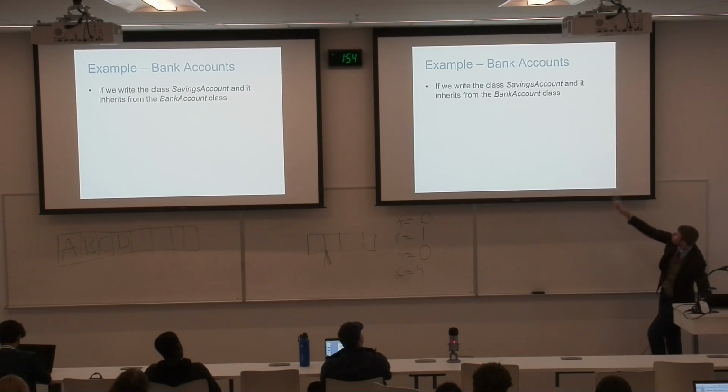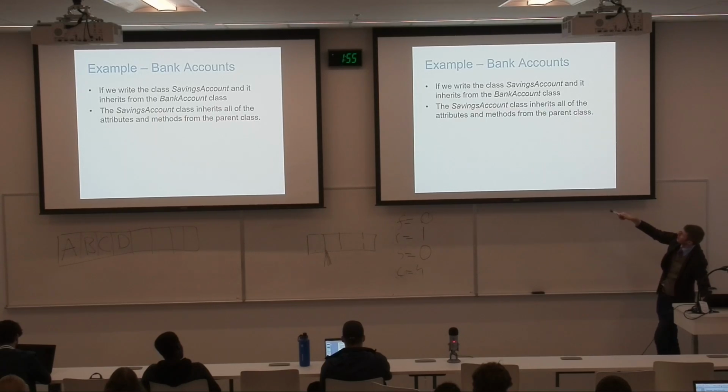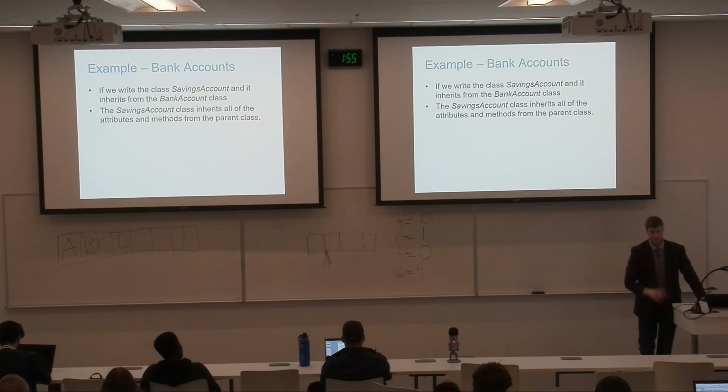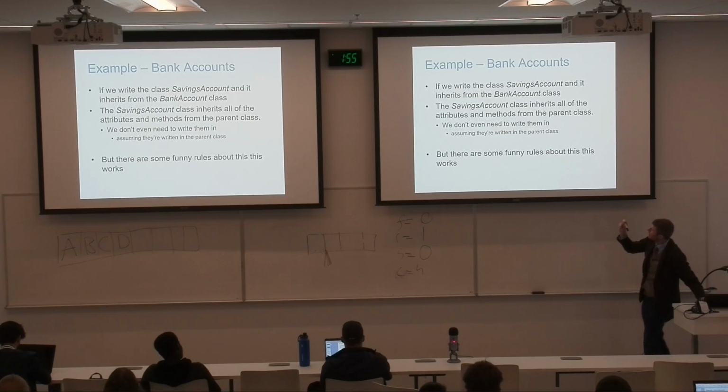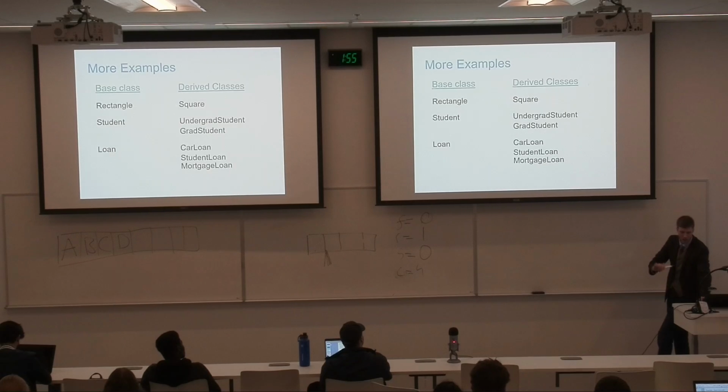So if we write the class savings account and it inherits from the bank account class, the savings account class inherits all of the attributes and methods from the parent class. It gets them for free. We don't have to write them in at all, assuming they are written in the parent class. But sometimes there are some funny rules about how this works. So we'll learn as we go.